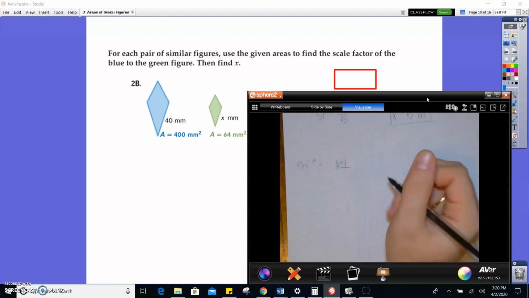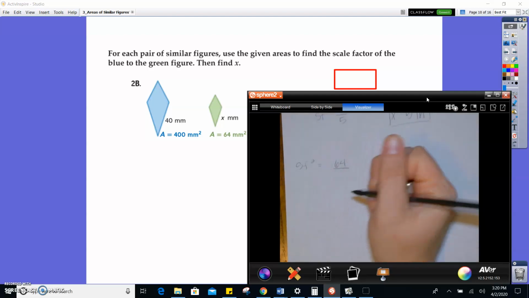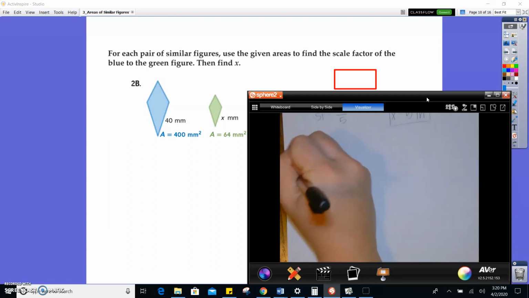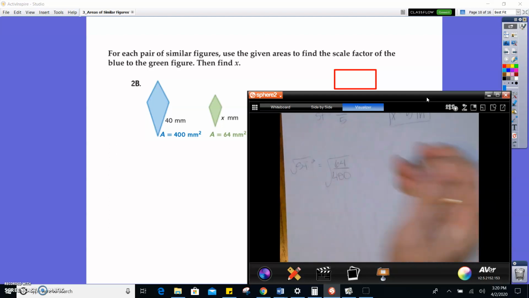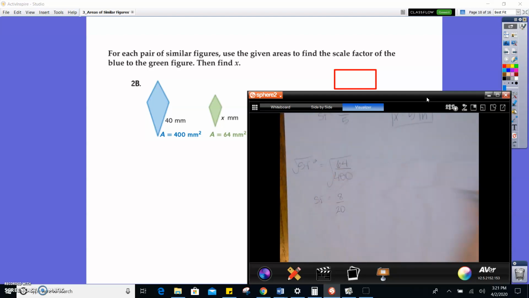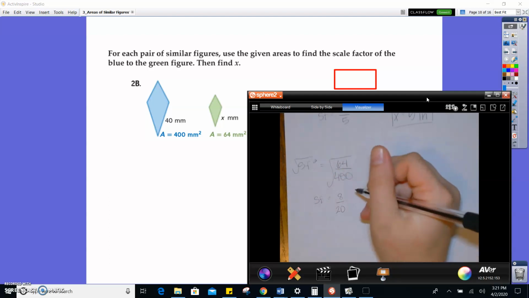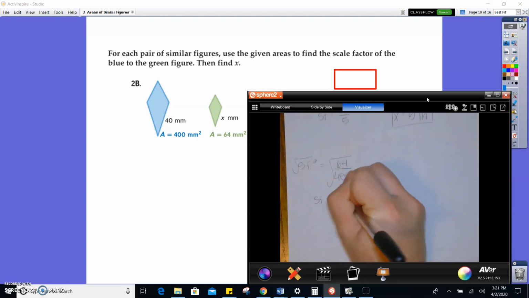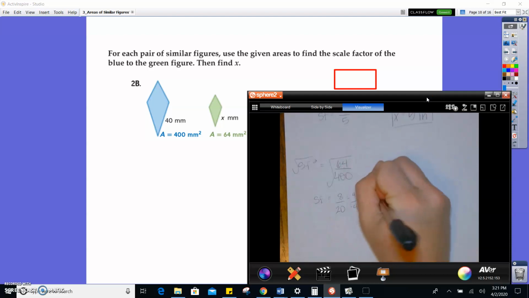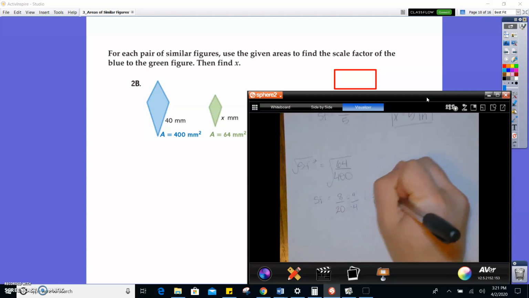So I will put the area of the green diamond or kite over the area of the blue, and then I will take the square root of both sides to get my scale factor of 8/20. Now these numbers are going to be a lot simpler to do mental math with and simplify. I see that I can divide both numerator and denominator by 4 to get an equivalent fraction of 2/5, which is going to be our scale factor, or our K.